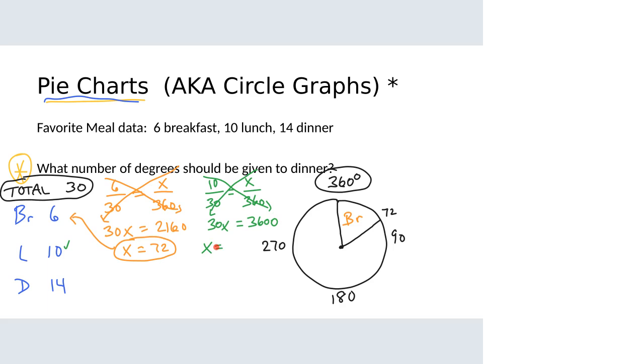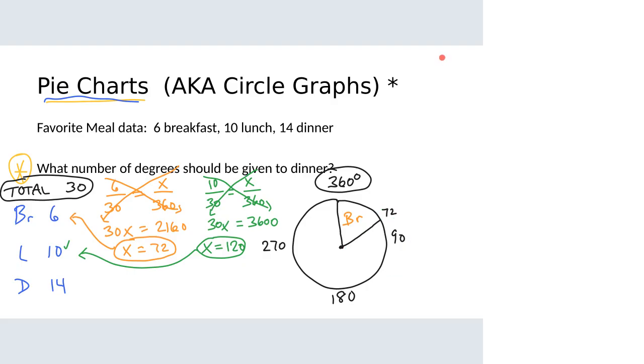Divided by 30. 120 degrees are going to be given to lunch. So 120 to lunch. I'm not going to just draw a line here at 120 and call all this lunch because that's already been given away. That's already been given to Brown. I can't do that again. So I'll start here at 72 and I'll go 120 from there.